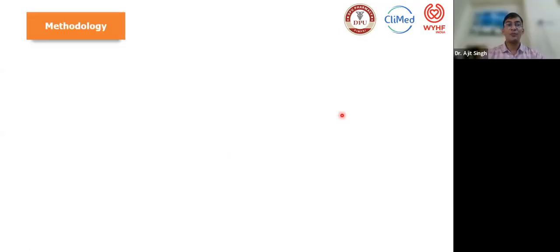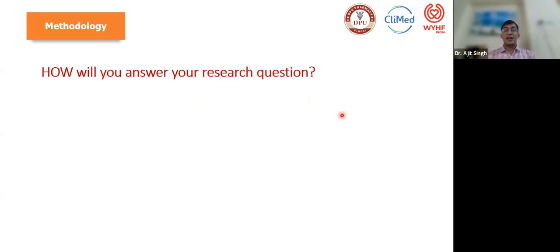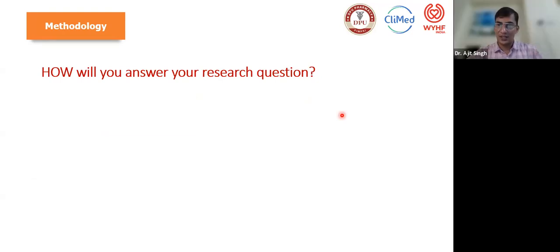Now let's come to the methodology, a very important part of your proposal. As I told you, there is a very important rule in Six Sigma. Here also, there is a very important rule. As per Six Sigma, there is a very important rule in the methodology of a research proposal.